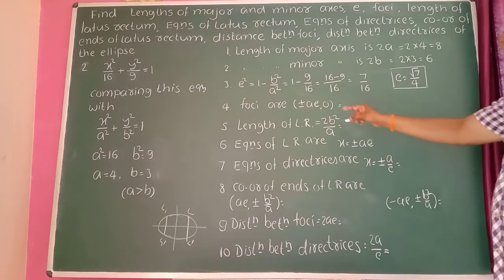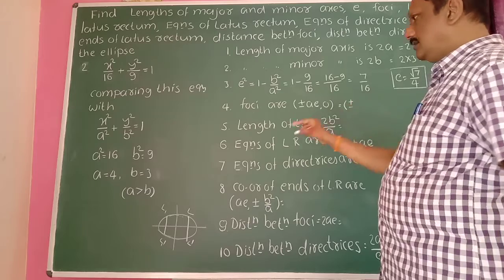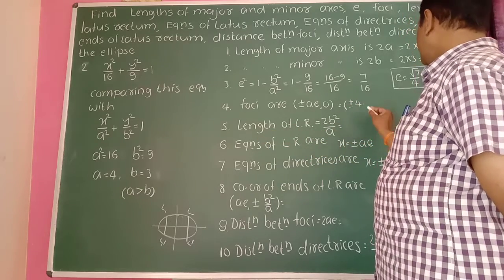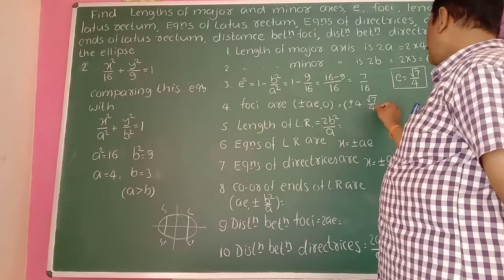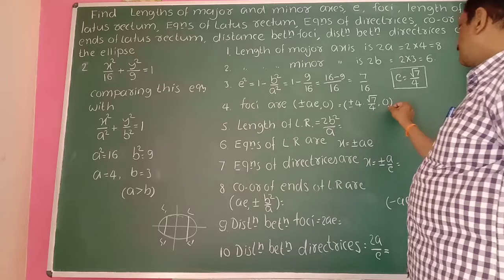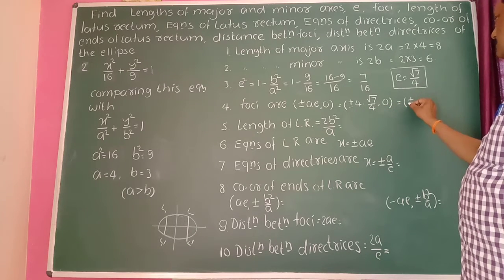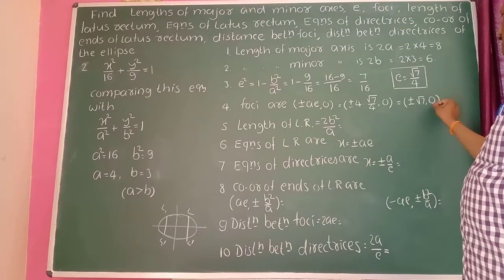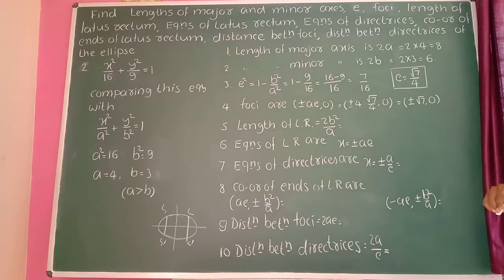Then the foci are plus or minus ae comma 0. The a value is 4, so we write 4 into root 7 by 4 comma 0. 4 and 4 cancel here. So we get plus or minus root 7 comma 0. So ae is plus or minus root 7 comma 0.